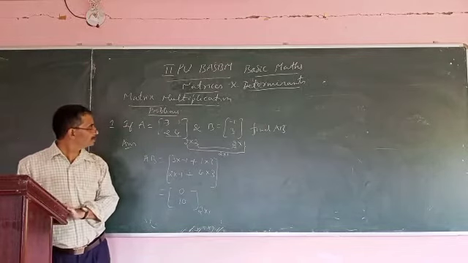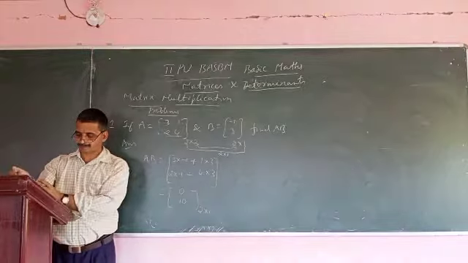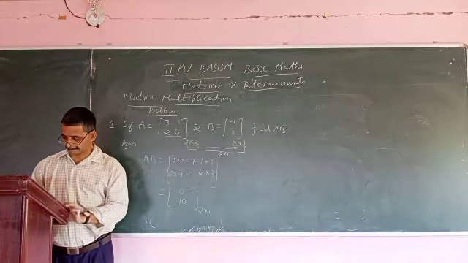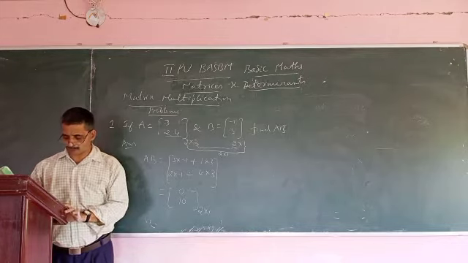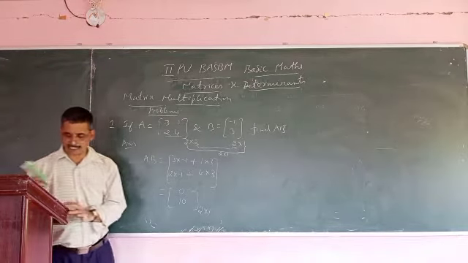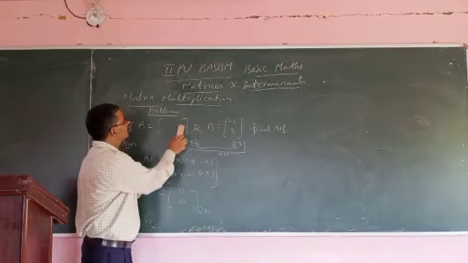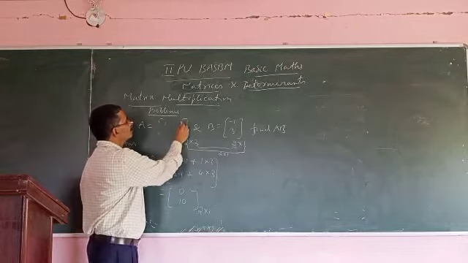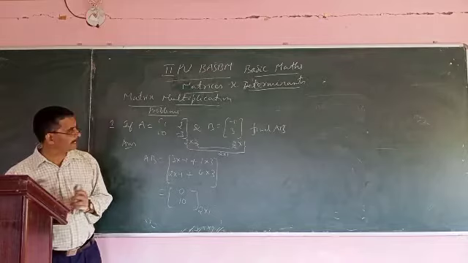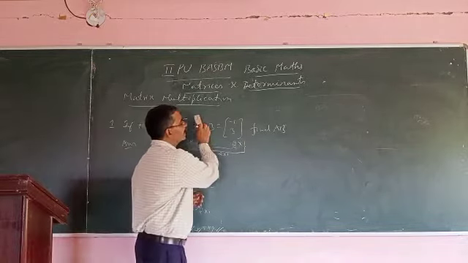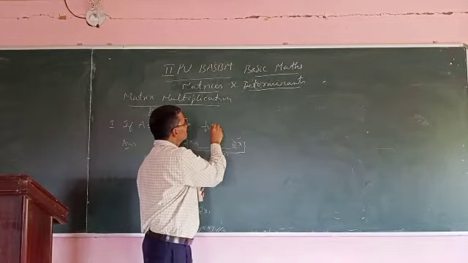So this is the first problem, a simple one. The next one we will see again. If A equal to 1 2 0 minus 3, find A square. The next problem is like this: find A square.